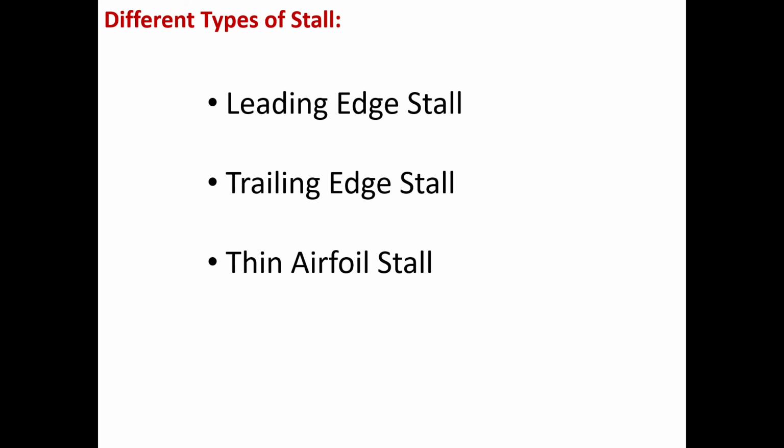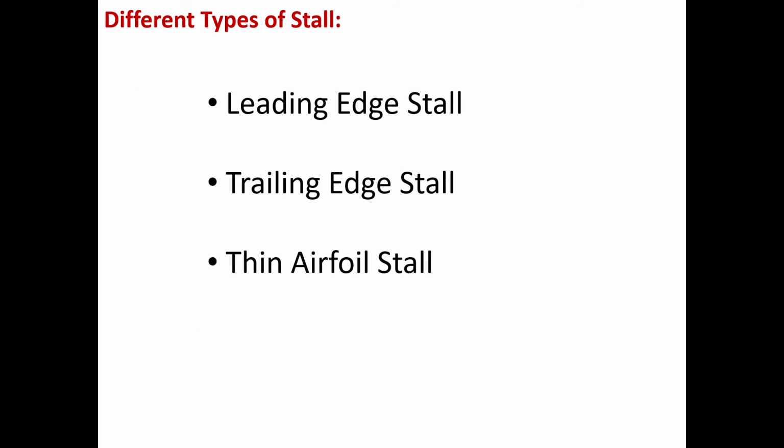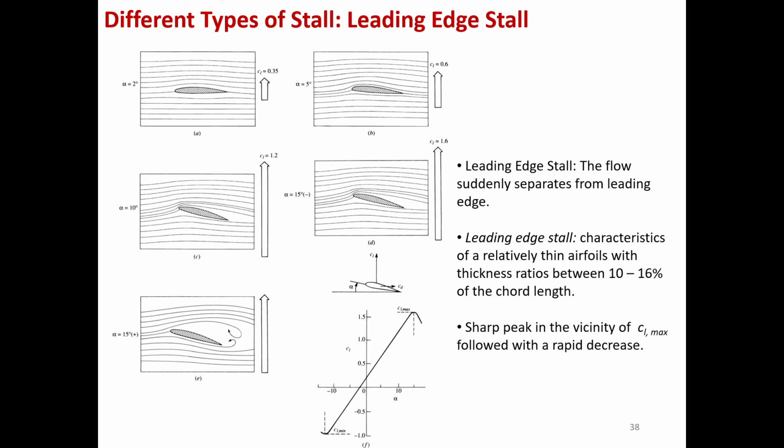I'm pretty sure you have seen this section of the lecture in your aerodynamics course, but we have to go over it anyways. Right? We have the leading edge stall, we have the trailing edge stall, and we have something called the thin airfoil stall. So the leading edge stall happens when the flow suddenly separates from the leading edge, right?